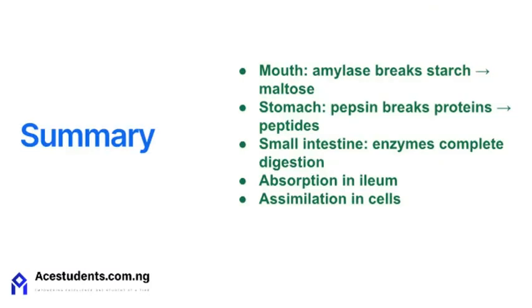Let us summarize. In the mouth, amylase breaks starch into maltose. In the stomach, pepsin breaks proteins into peptides. In the small intestine, enzymes complete the digestion of carbohydrates, proteins, and fats. Digested food is absorbed in the ileum and then assimilated in cells.